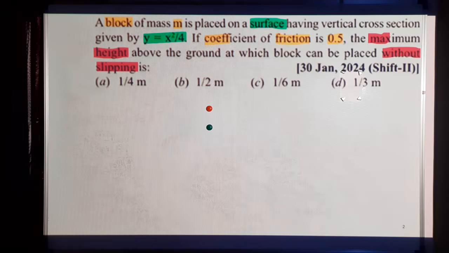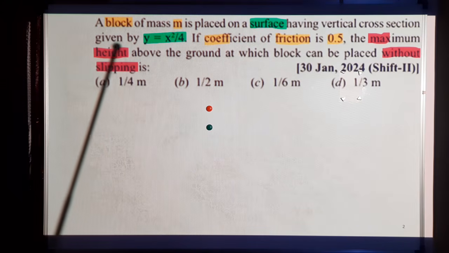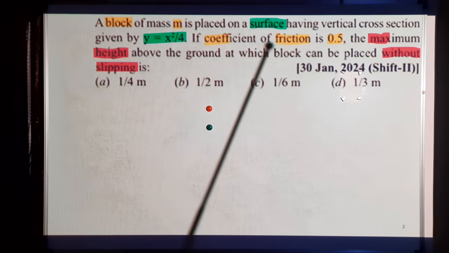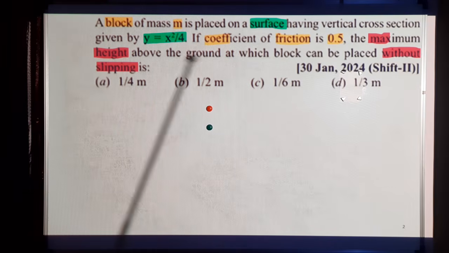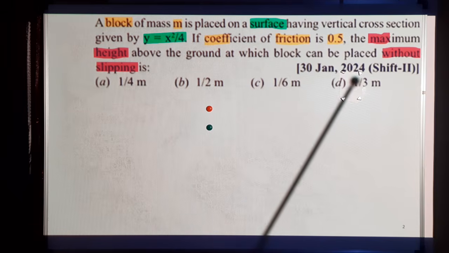This is the first question. A block of mass m is placed on a surface having vertical cross section given by y equal to x square by 4. If the coefficient of friction is 0.5, the maximum height above the ground at which the block can be placed without slipping is. You can pause and attempt this question.